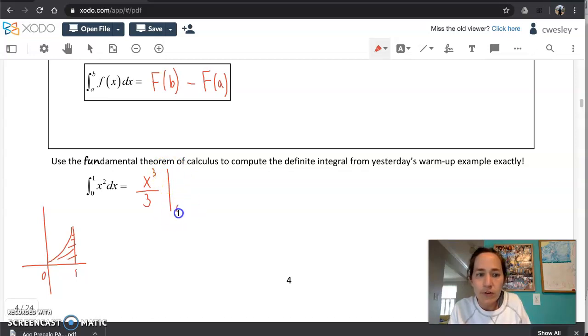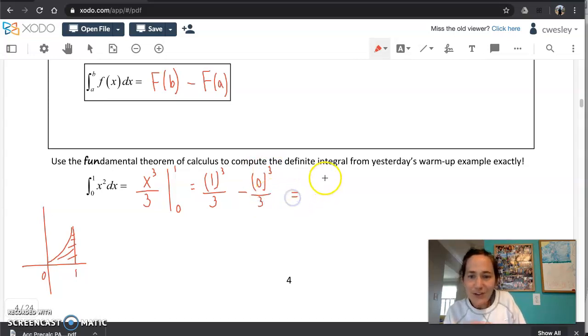And I'm going to put the 0 down at the bottom and the 1 at the top. This is just notation that says in a second what we're about to do is plug in 1 and subtract what we get when we plug in 0. So we'll make it 1 cubed over 3, plugging in the upper limit of integration, minus, because that's what the fundamental theorem says to do, this antiderivative evaluated at the lower limit, 0 cubed over 3.